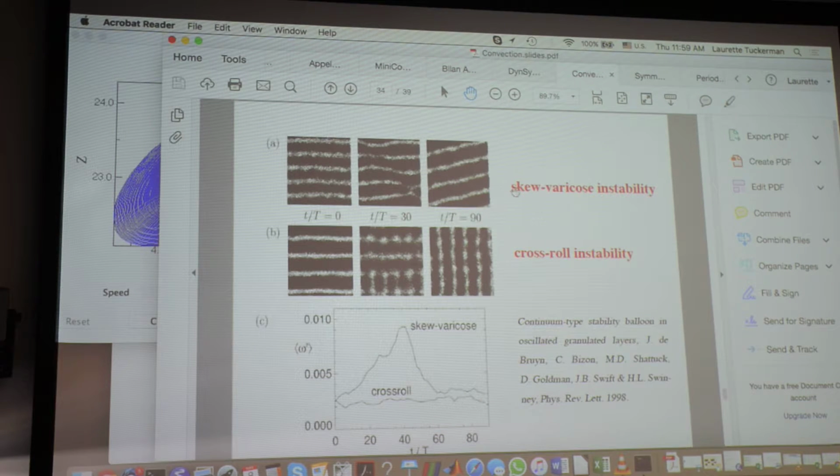The skew varicose instability has a bunch of straight rolls becoming unstable to a perturbation that grows, shrinks, where the wavelength is bigger, smaller, like that's skew varicose. You can see here a contraction and an expansion of the wavelength. Everybody see that? So this is this becoming unstable to a perturbation like that.